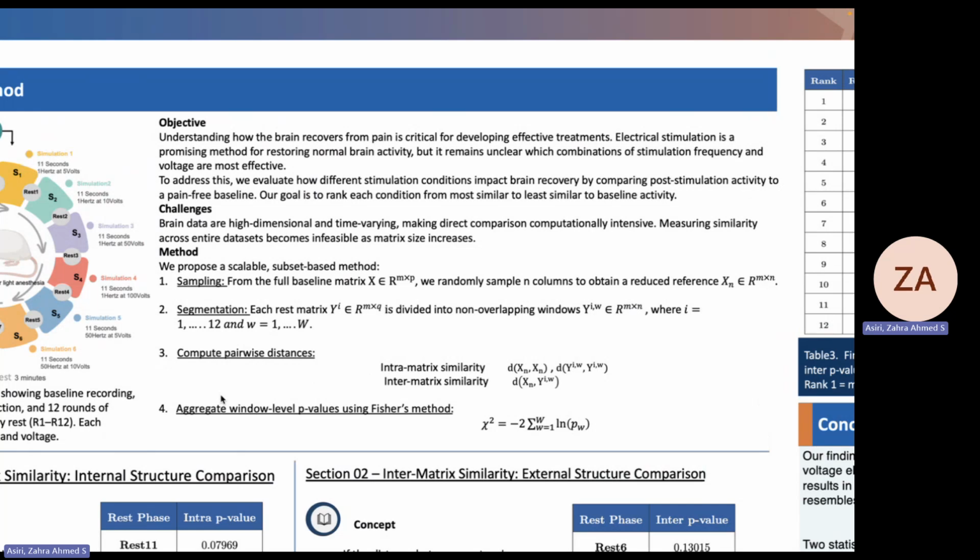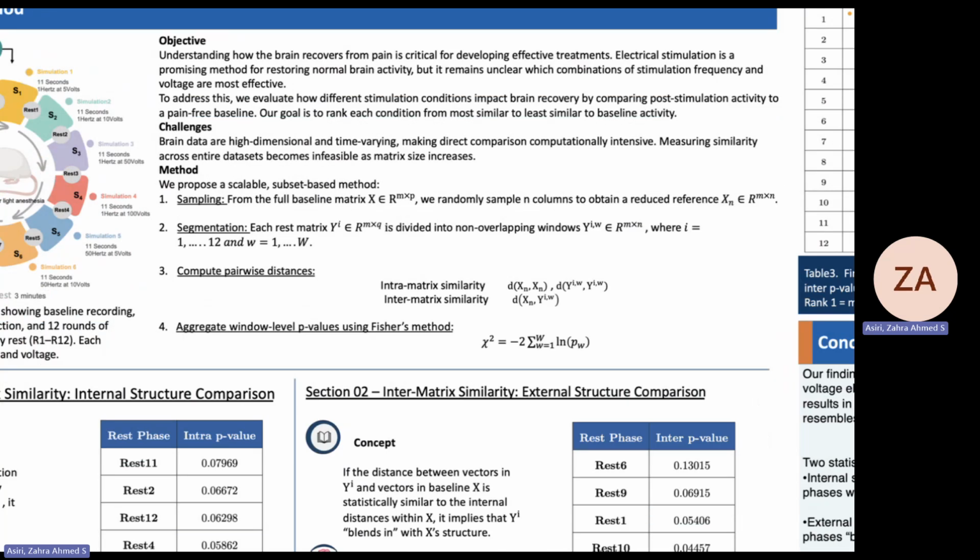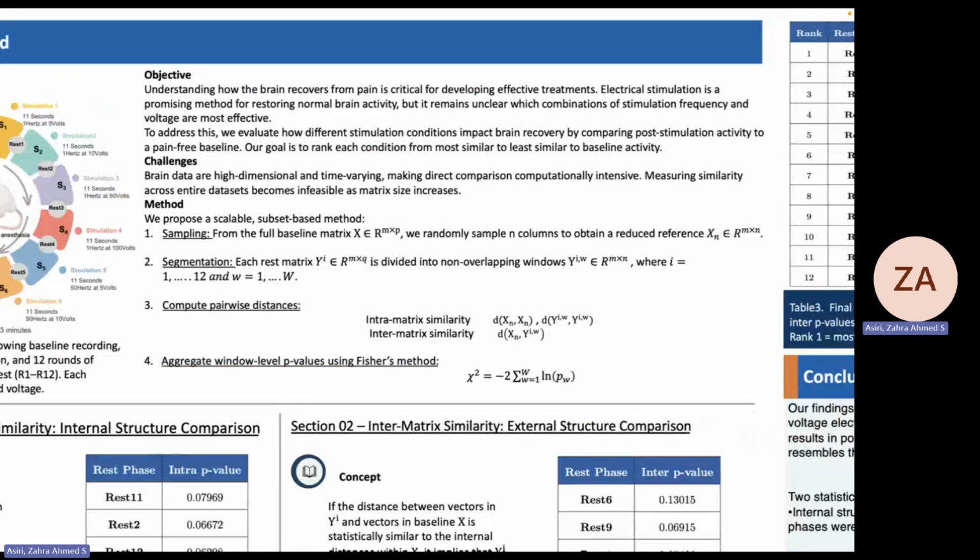To answer this, I compare each rest phase to the pain-free baseline using a custom method that handles the complexity of the brain data. Here's how it works. One, sampling. I randomly sample time points from the full baseline to build a reference matrix. Second, segmentation. I divided each rest phase into short equal-length time windows. Third, distance computation. For each window, I compute intra-matrix similarity, how stable it is internally, and inter-matrix similarity, how closely it matches the baseline.